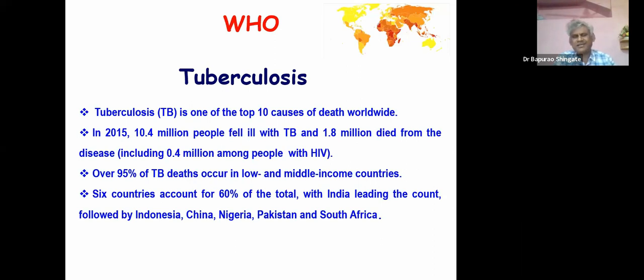The majority of tuberculosis patients belong to low and middle income countries, and 6 countries account for more than 60% of the total, with India leading the count. The majority of the patients are from India, followed by Indonesia, China, Nigeria, Pakistan, and some countries from South Africa. India is leading in terms of tuberculosis.